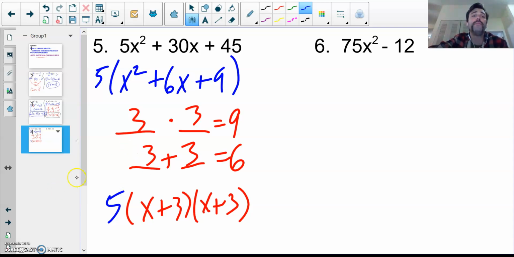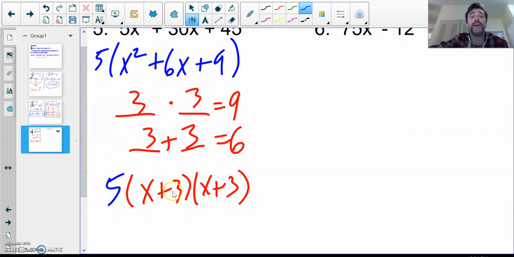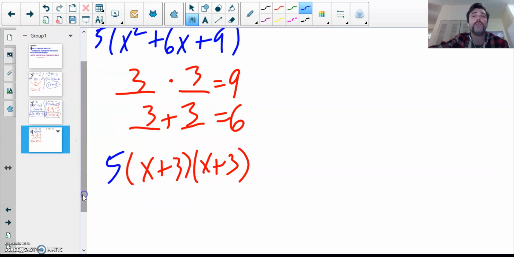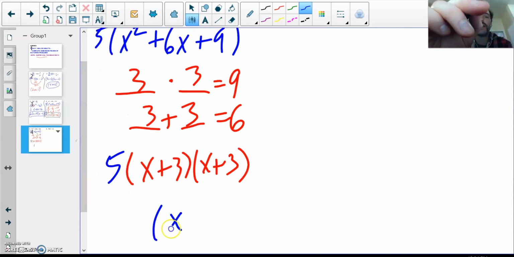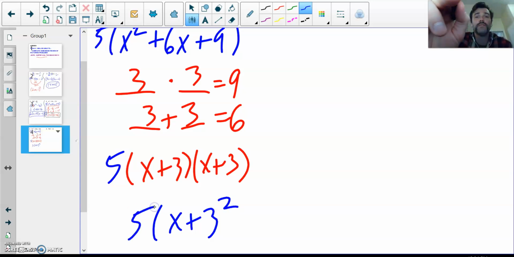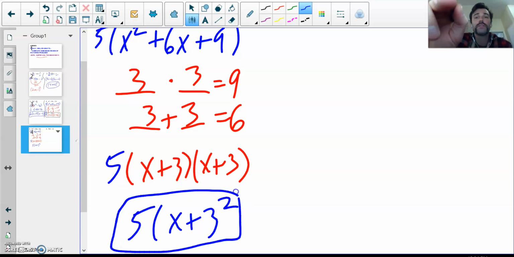Why am I done? No, technically I'm not. If I have x plus 3 twice, we want to rewrite this as x plus 3 squared, and the 5's in front. There should be a parenthesis there.